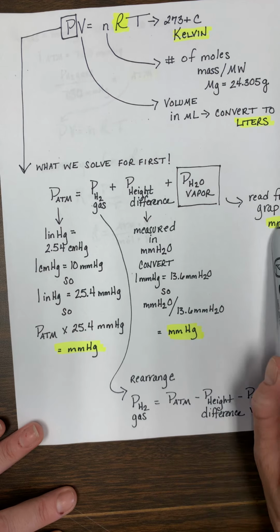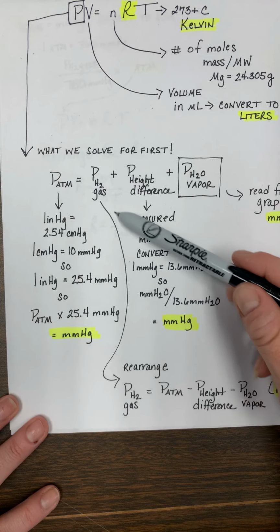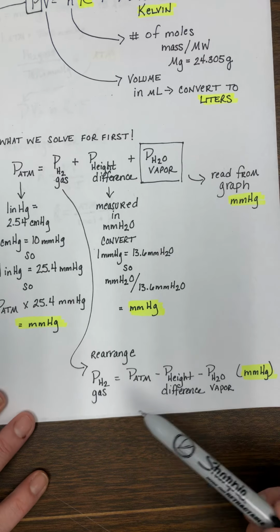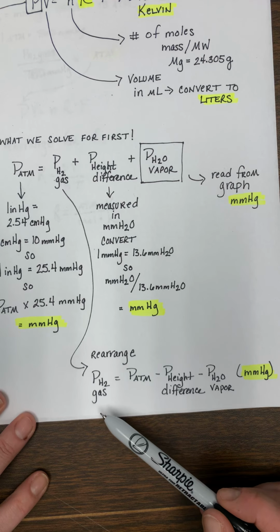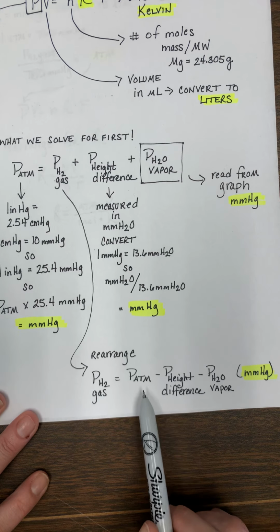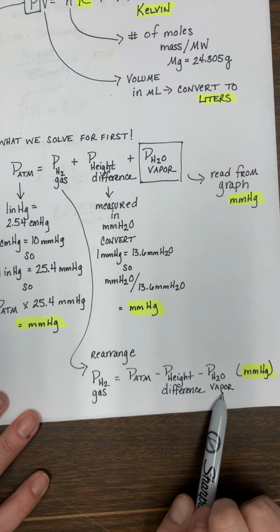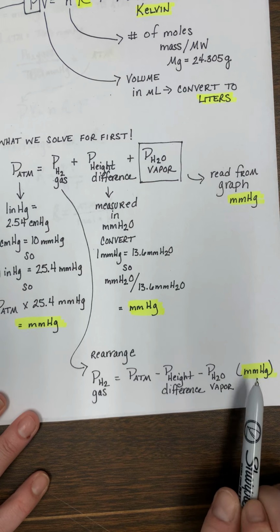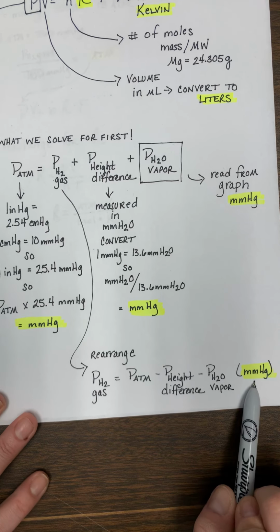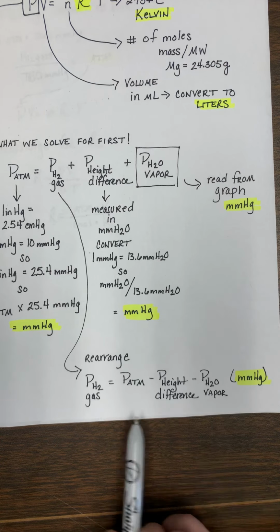Once you have all of these in millimeters of mercury, then what I would like you to do is rearrange it for the pressure due to the gas. That is going to be the atmospheric pressure minus the height difference minus the water vapor. Again, all of these must be in millimeters of mercury before you do the calculation, okay?